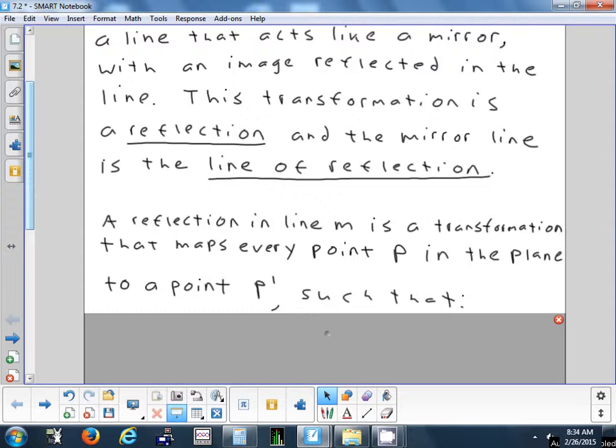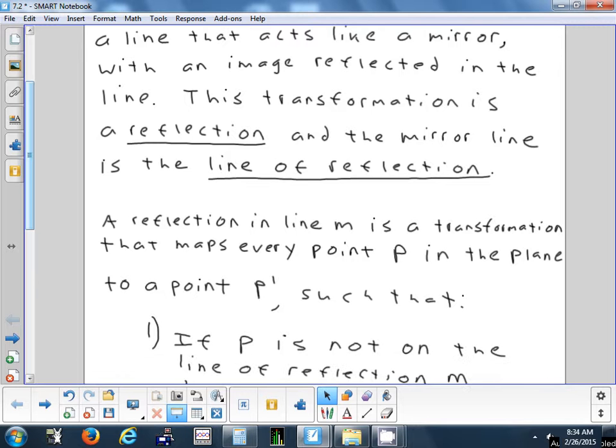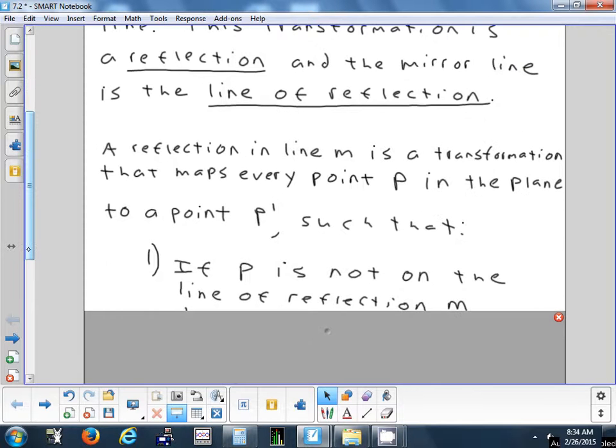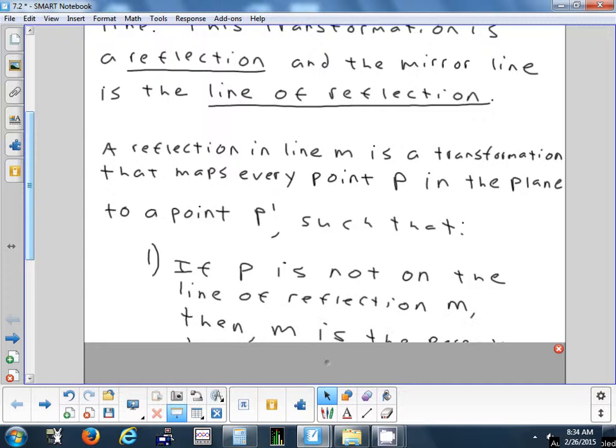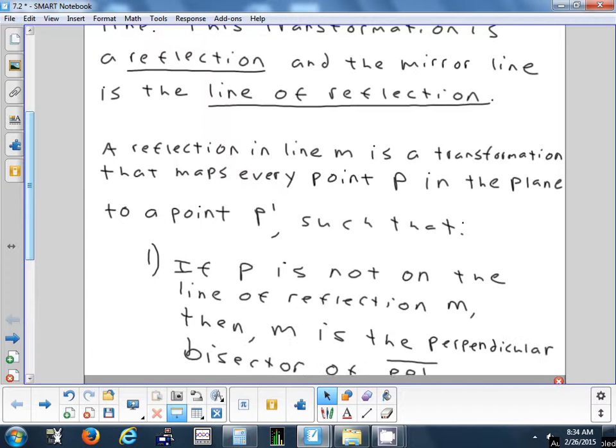A reflection in line M, which is my line of reflection, is a transformation that maps every point in the plane to a new point, which we're going to call P prime. That's the reflected point, such that the following has to happen. There are really a couple different cases. Is the point you're reflecting on the line of reflection or not on the line? If it's not on the line, this is going to happen.